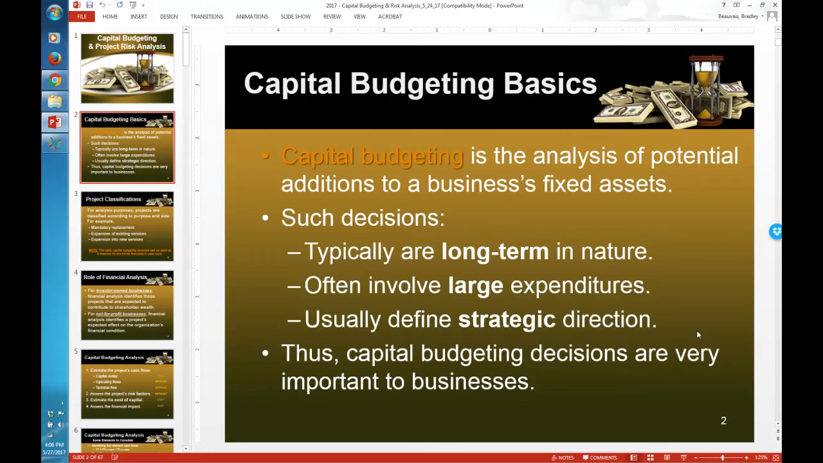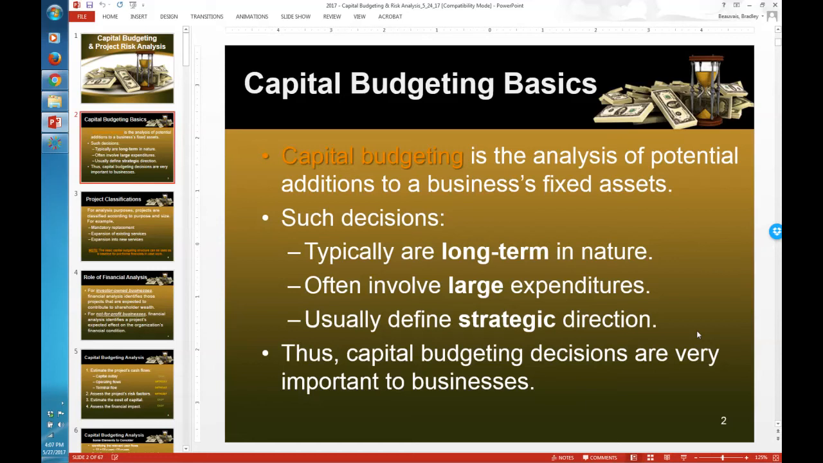Well, capital budgeting is just the analysis of potential additions to a business's fixed assets. We can talk about assets from a very broad perspective here: new projects, new initiatives, new service lines, whatever the case may be. Of course, the stereotypical use of this is evaluating 2 or 3 vendors to buy a new large piece of equipment. Well, what does that really mean? What does that really return to us? All that sort of thing.